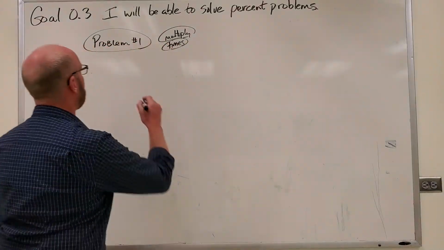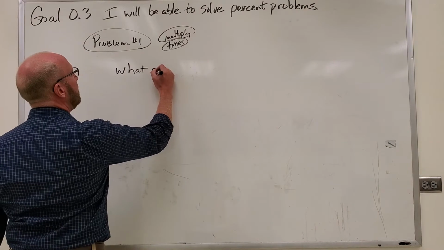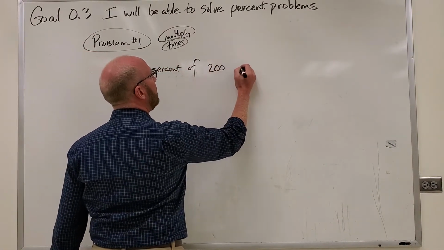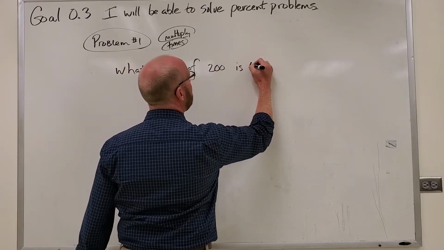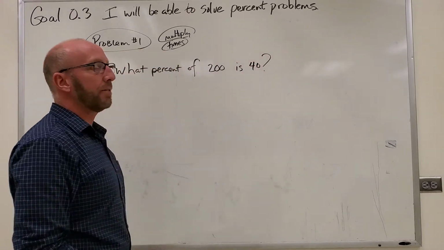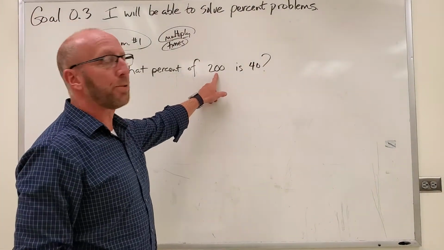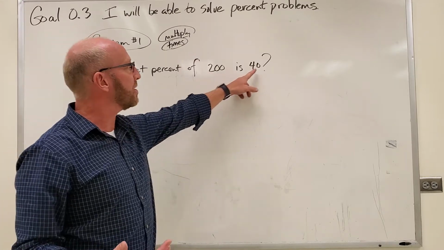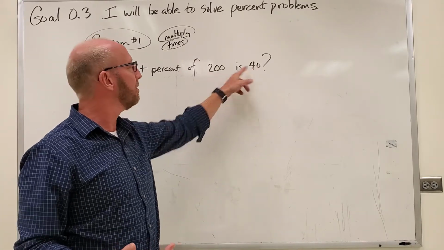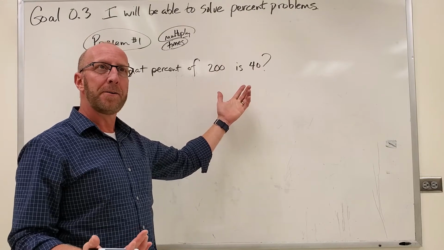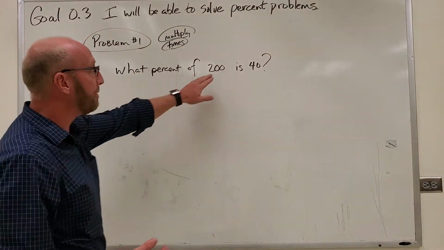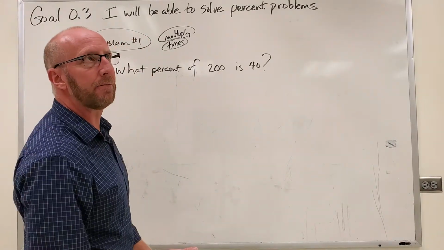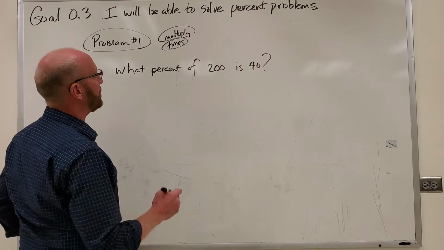So this is, again, the first type of problem. What percent of 200 is 40? 50% of 200 would be half of 200, or 100. So this is going to be less than 50%, right? 50% is half. Half of 200 is 100. So this is going to be way less than 50%. Well, let's figure out what percent it is.